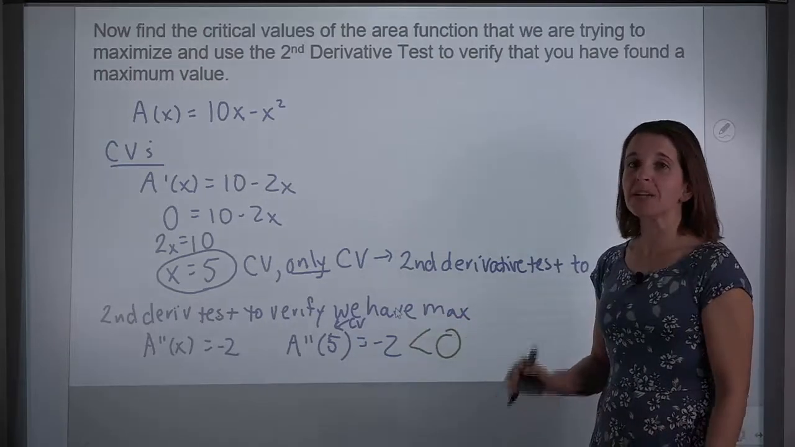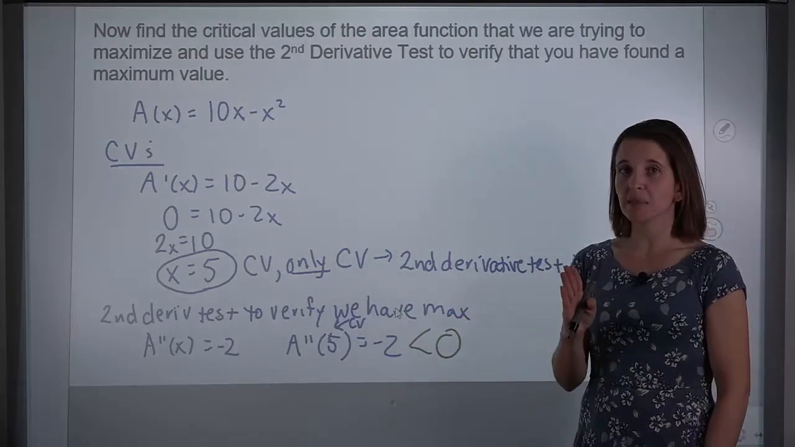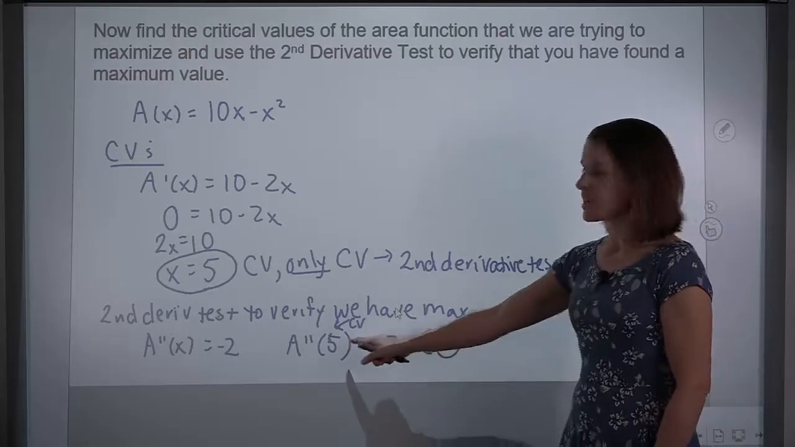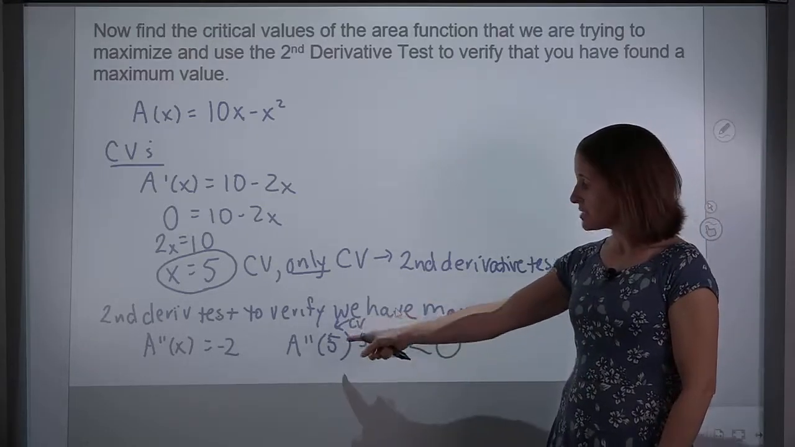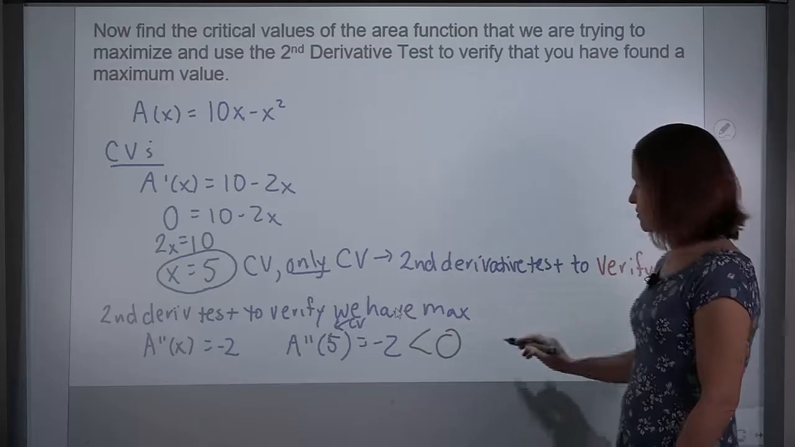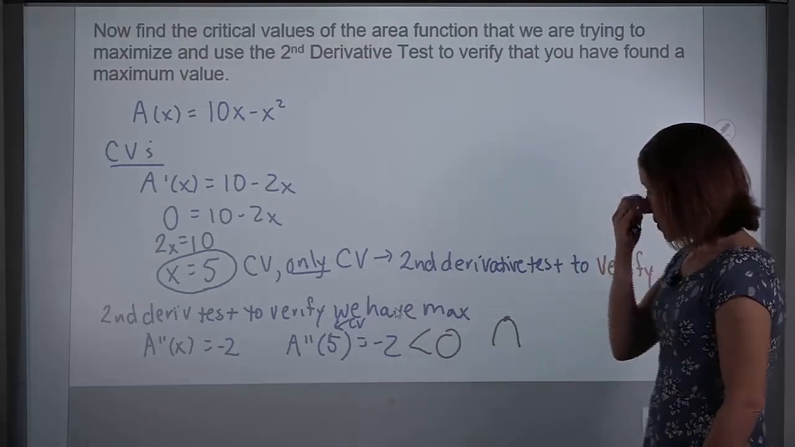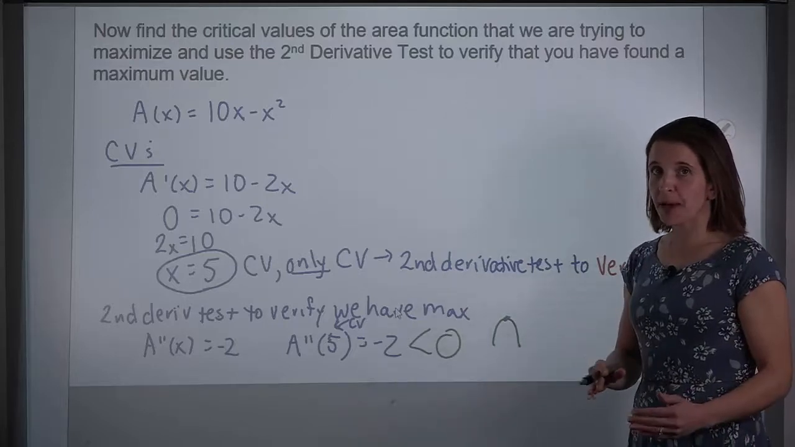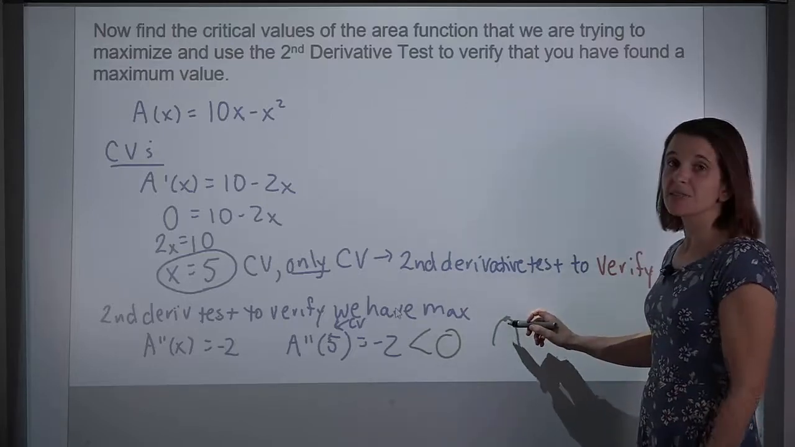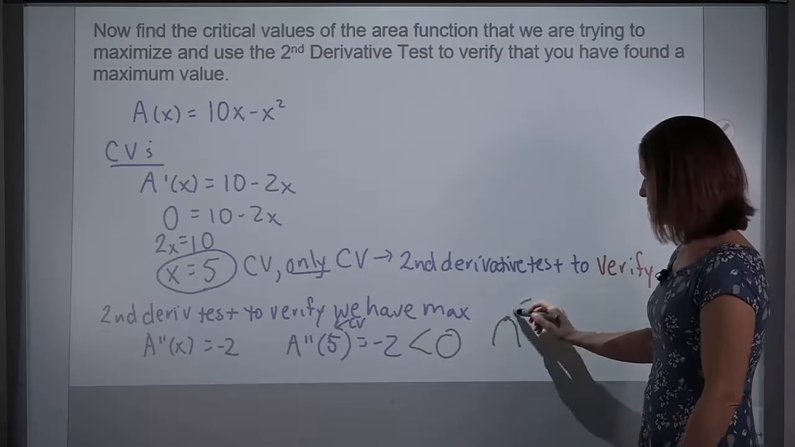What I care about is that it's negative. So I have this possible max or min, a critical value. I check its concavity by seeing that the second derivative is less than 0. Then that means it's concave down. So concave down, I have a possible max or a min, it's concave down. What does it look like? It looks like a maximum.